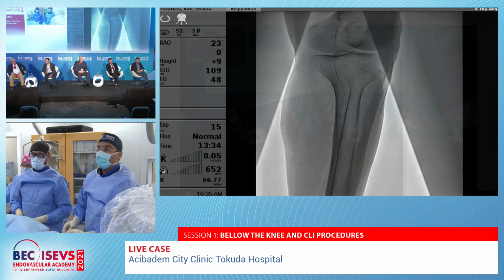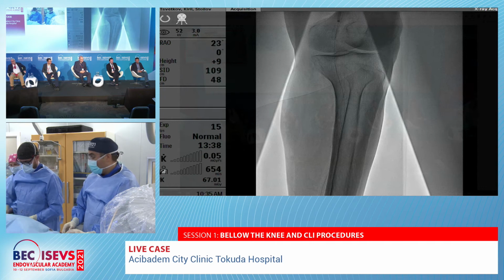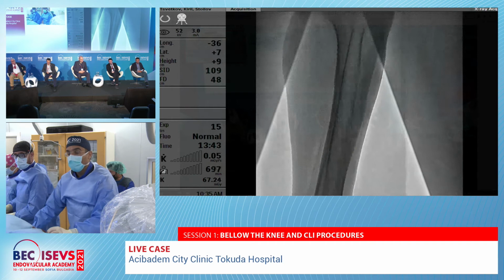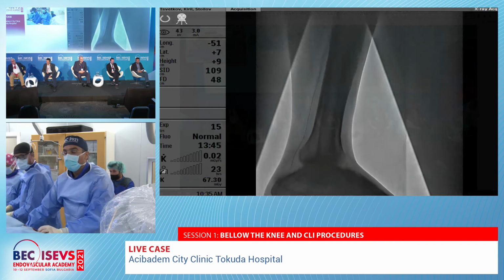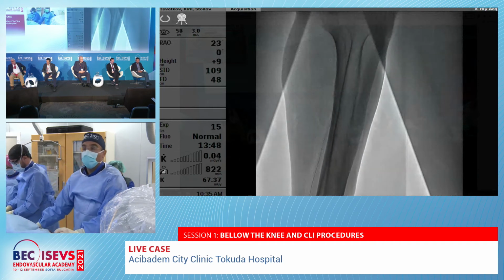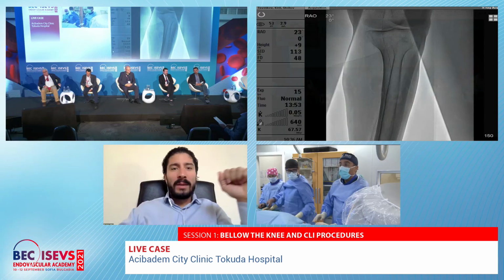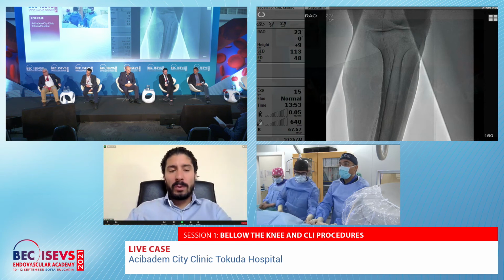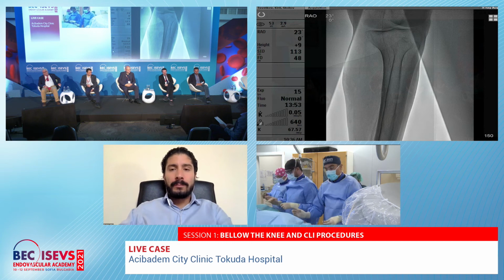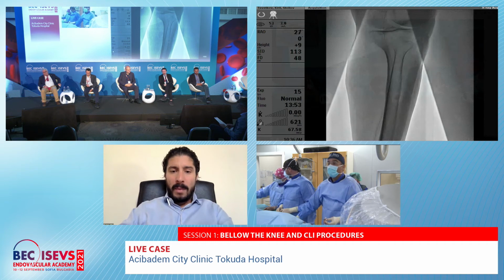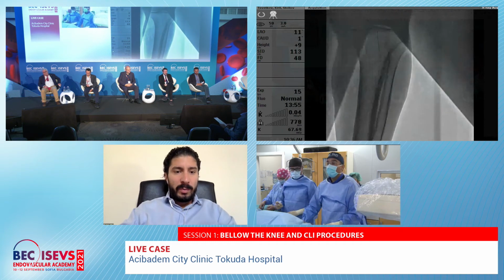So I used it in the past a lot, but when the evidence came of no benefit of drug-coated balloons below the knee, I use it less. And in my personal experience, if I have some kind of thrombotic lesions below the knee, I experienced some kind of slowing after drug-coated balloons. And I wonder why that happened.